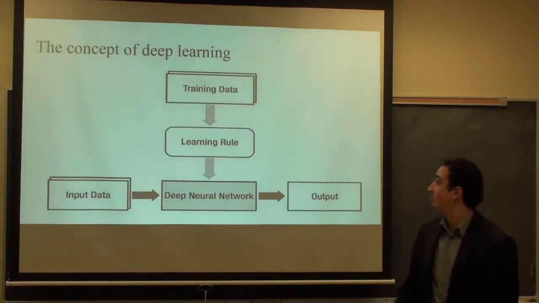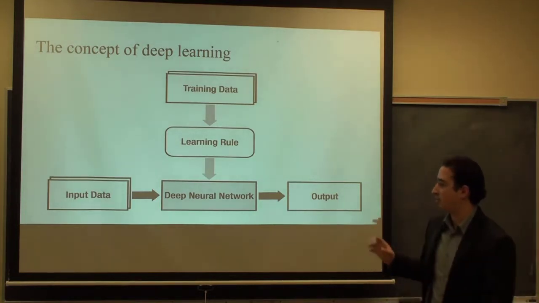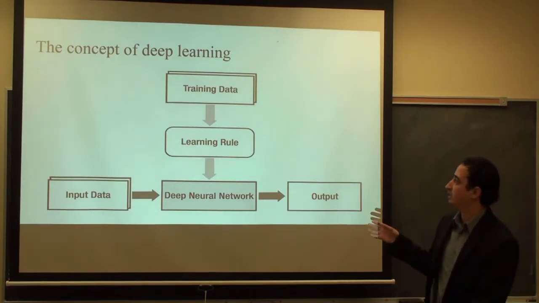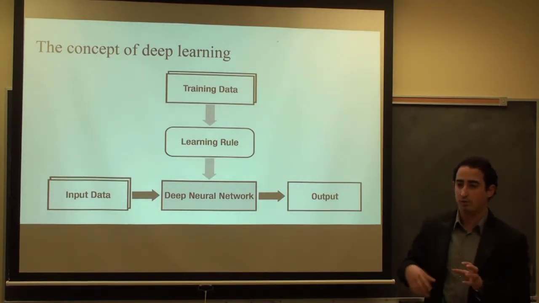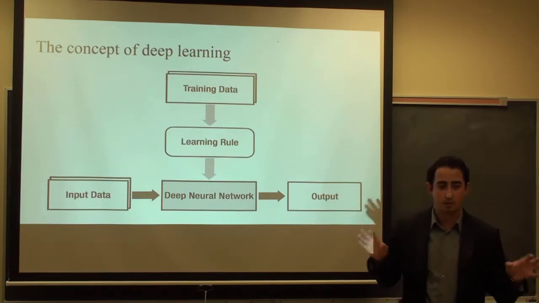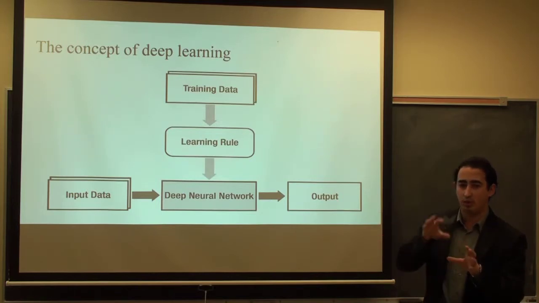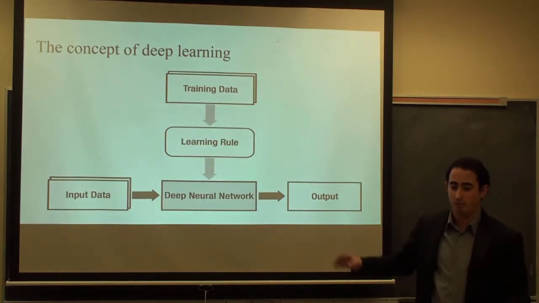Let's see the concept of deep learning. The idea is we have an input, we have an output, and we have a deep neural network. But what is inside the deep neural network? We have training data, and we have some rules. Like we saw in neural networks, we have an input, an output, and inside we have some hidden layers. It's the same thing here, but instead of having one hidden layer, we have multiple hidden layers.